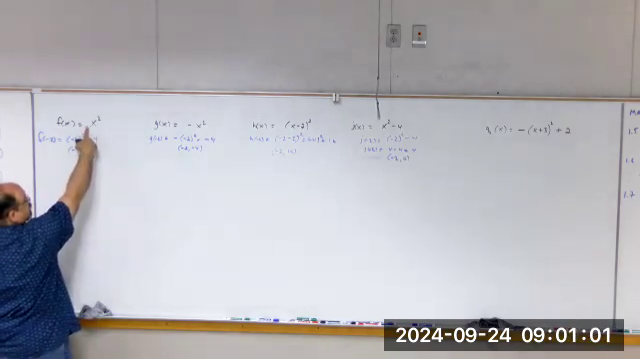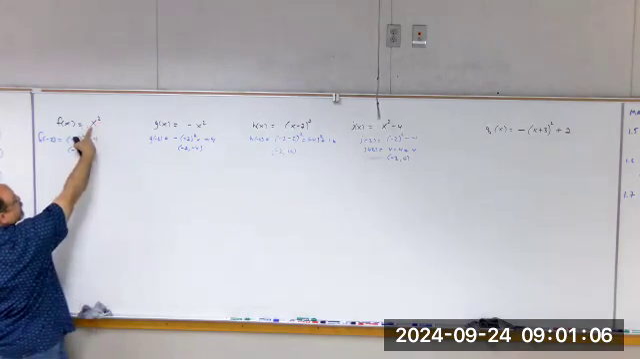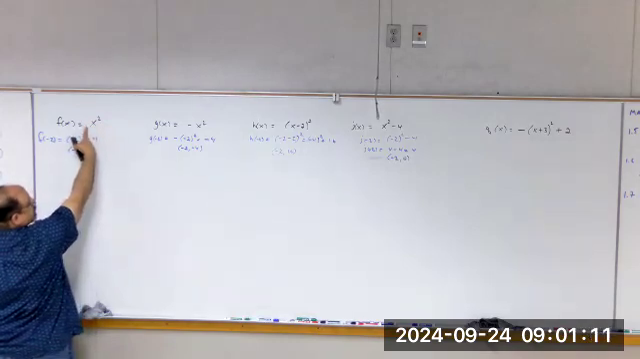The parent function is just a pure 1 times x to the second, nothing added or subtracted to the x, nothing added or subtracted afterwards, nothing in front except a positive 1.